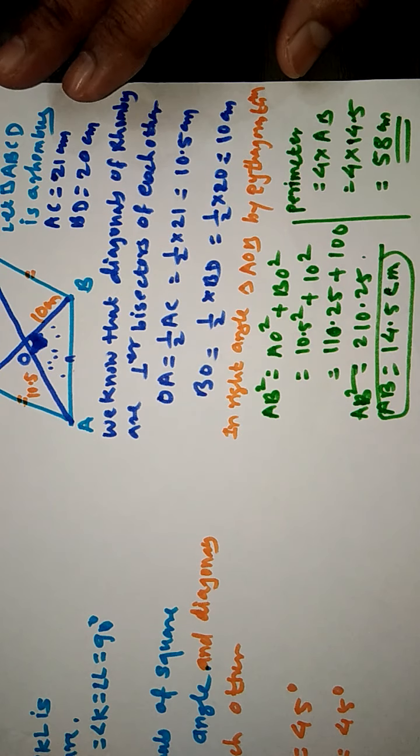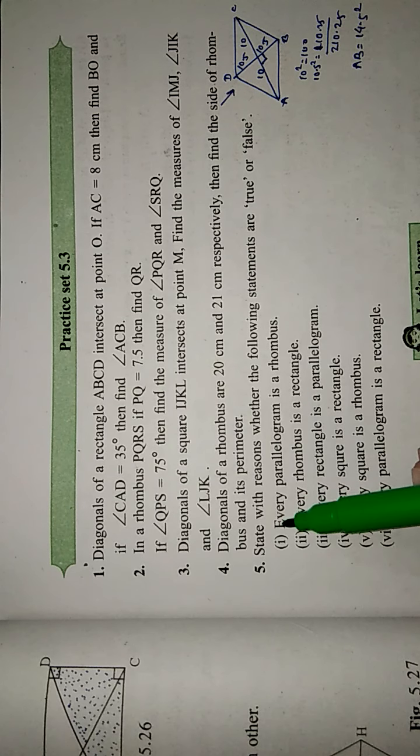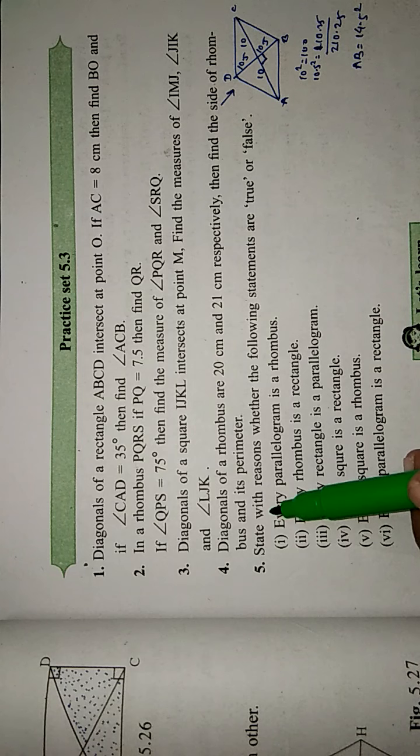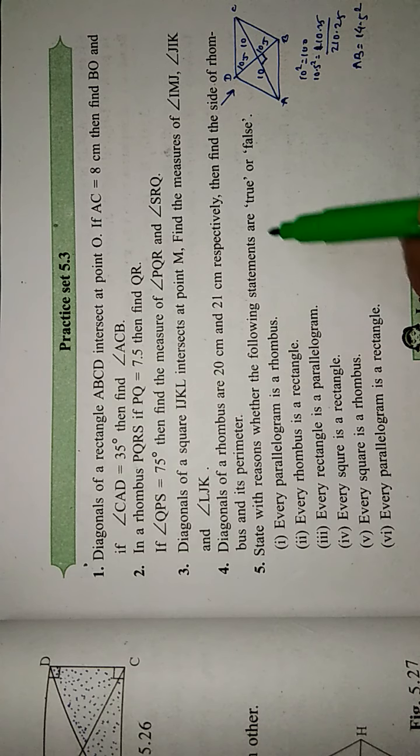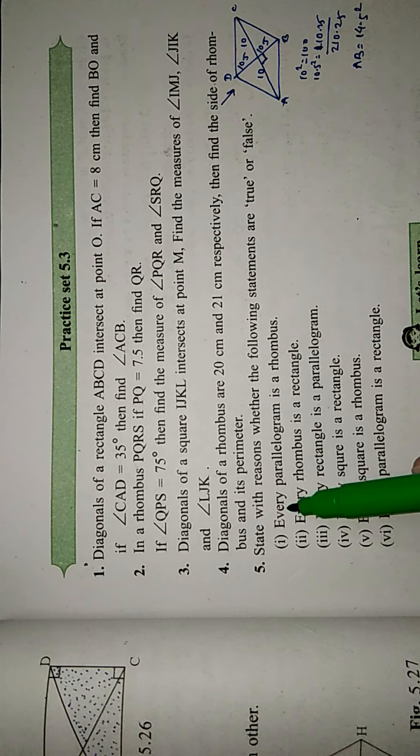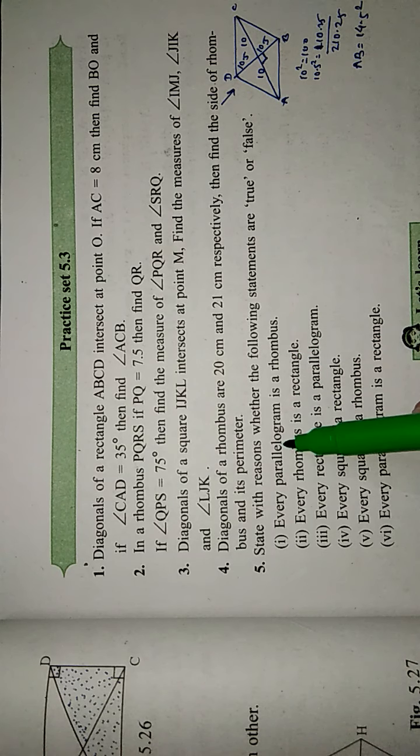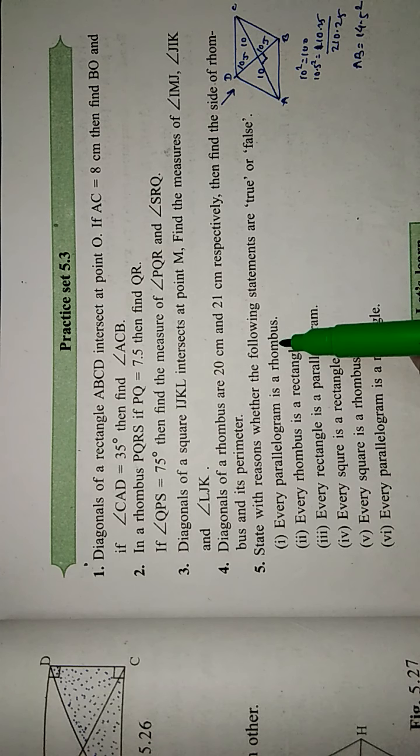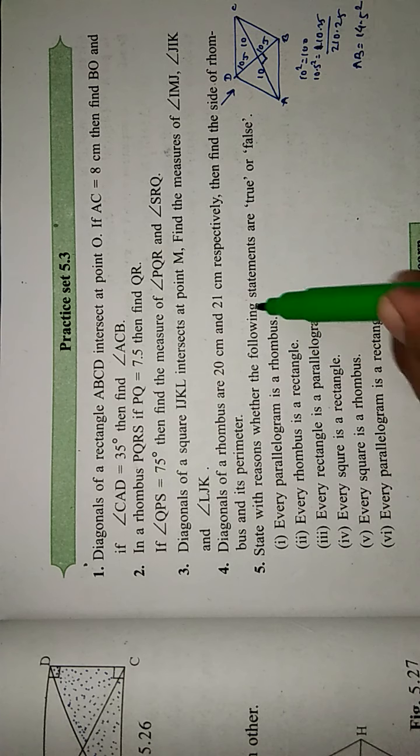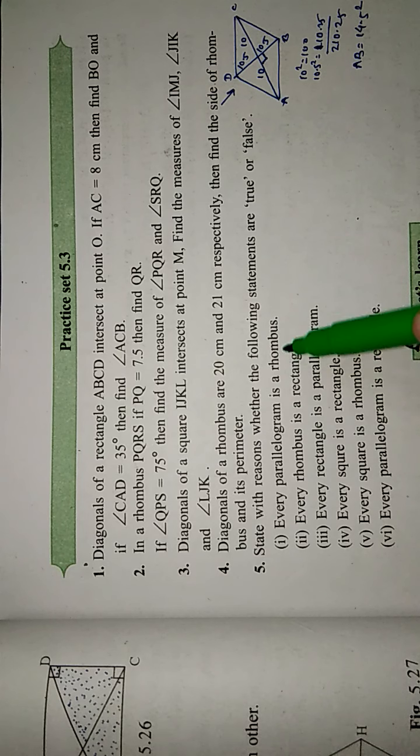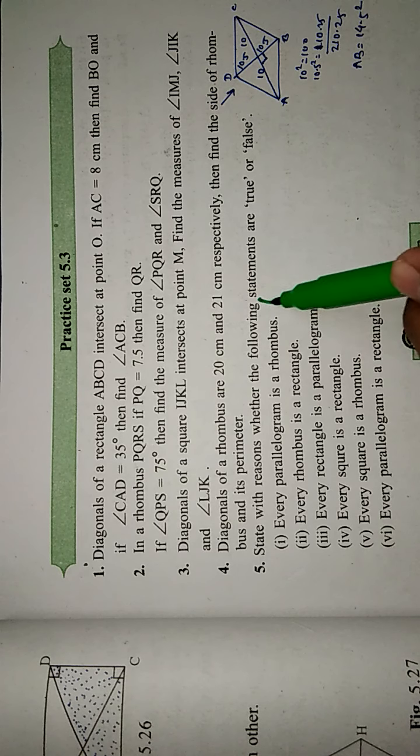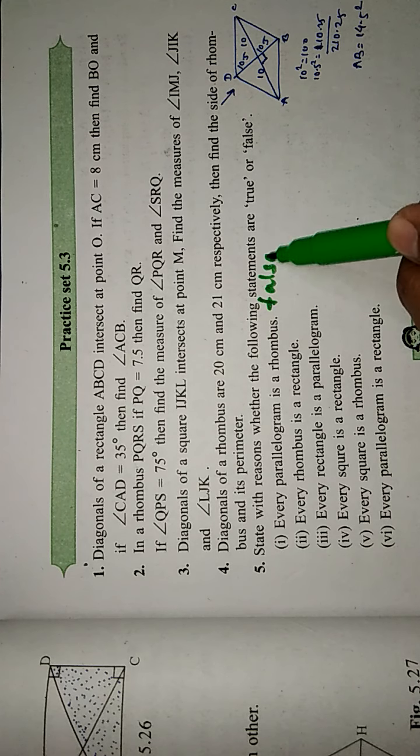See carefully. The example number 5. State with reason whether the following statements are true or false. First statement, every parallelogram is a rhombus. Remember that in a parallelogram only opposite sides are congruent, and in a rhombus all sides are congruent. Therefore we cannot say every parallelogram is a rhombus. Therefore this statement is false.